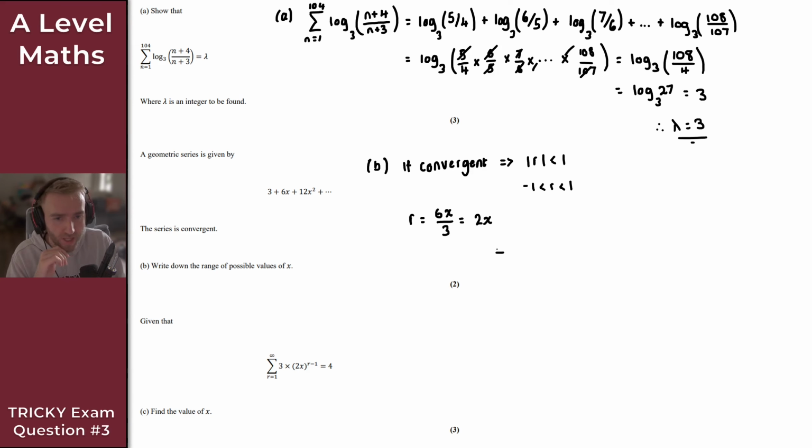So in that case, what we're saying is that the modulus of r, which is 2x, so the modulus of 2x, is strictly less than 1. And we can simplify this by dividing by 2. What we get is that the modulus of x is strictly less than 1 over 2. So in other words, x must be between -0.5 and 0.5.